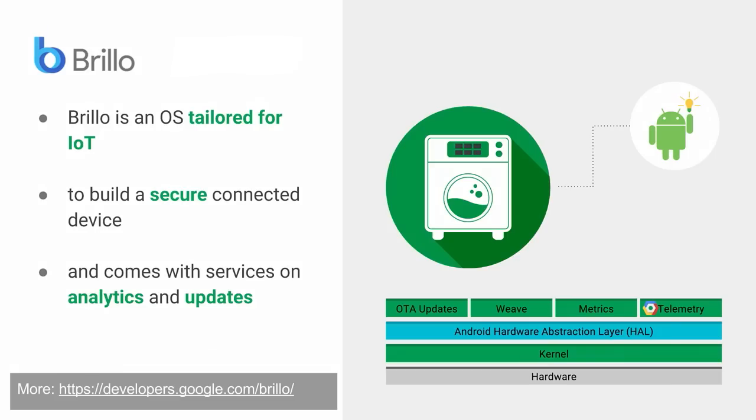Now, the second aspect of Brillo is about security. And Brillo enables devices to be secure because fundamentally we believe that security has to be built into the device for IoT technology.